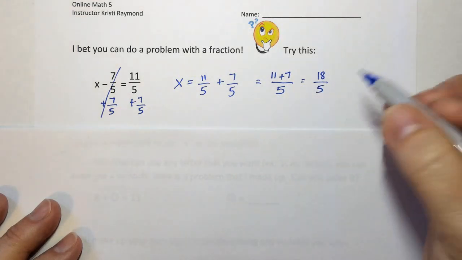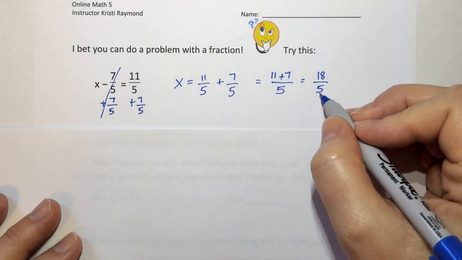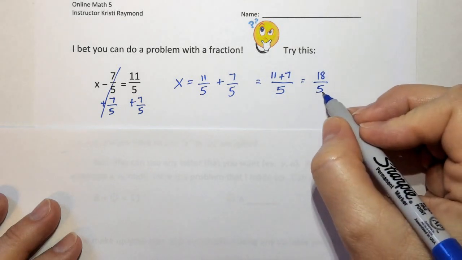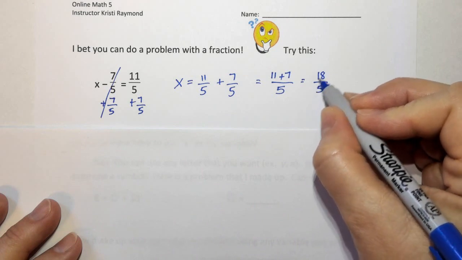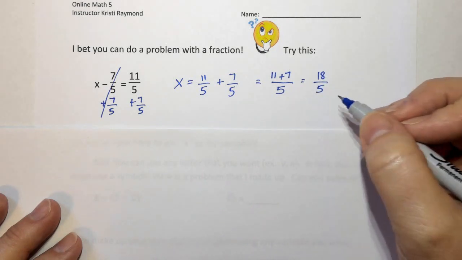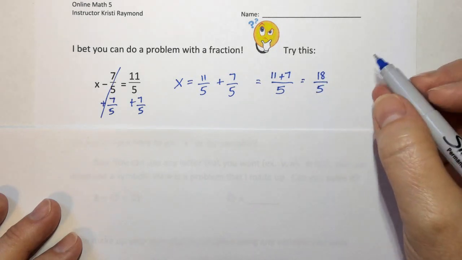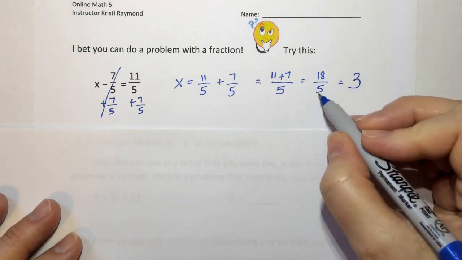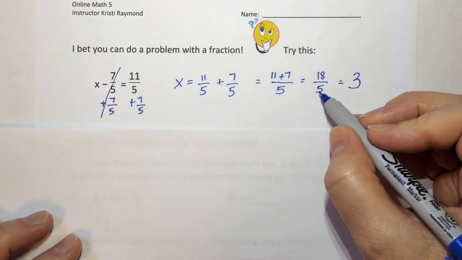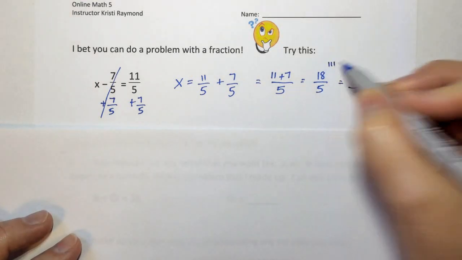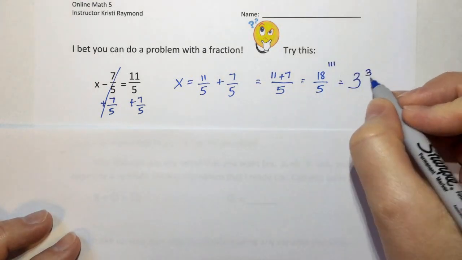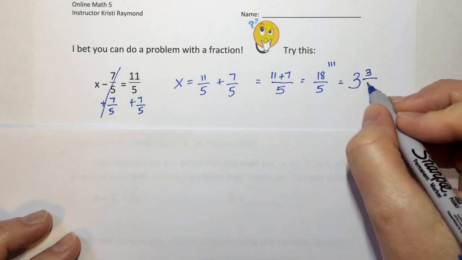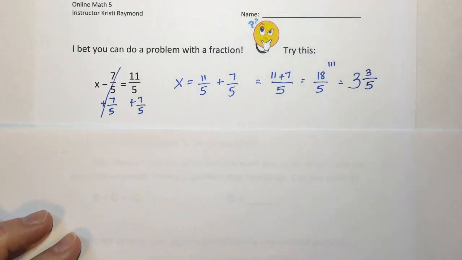Again, thinking back to Math 4, how do you simplify an improper fraction? Ask yourself, how many times does 5 go into 18 completely? 5, 10, 15. So it goes in 3 times completely. Big number there is 3, because 3 times 5 is 15. And then what's left? 16, 17, 18. 3 remain. And keep the same denominator. 3 3/5 would be a great answer for this question.